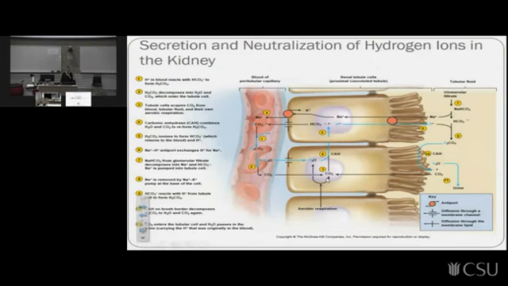I'll leave you in your own time to go through this slide. It'll make more sense if you read through it slowly and go back through what all of these other buffering systems are that are taking place to try to get hydrogen from inside the blood to outside the body with urine.